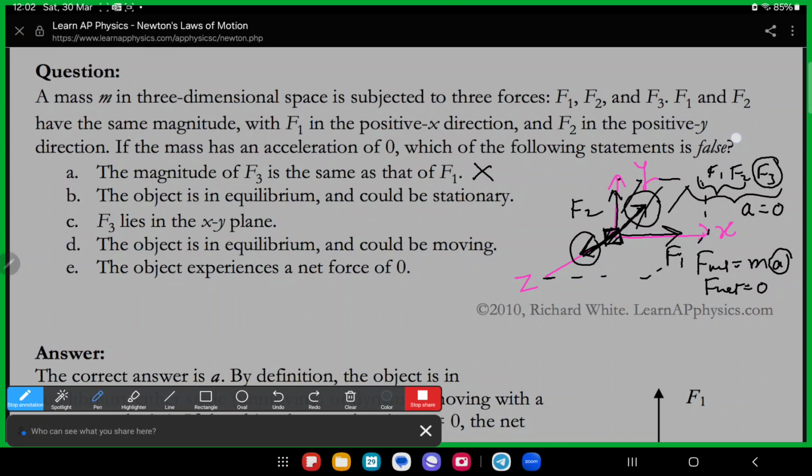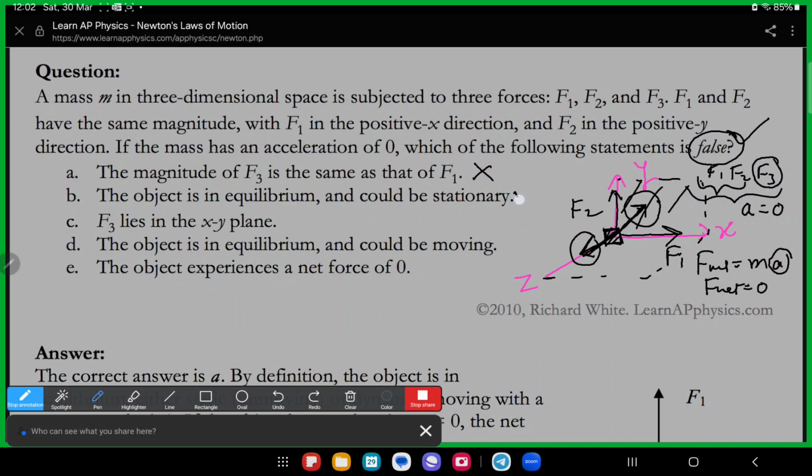Here we have to find which statement is false. And kindly notice, in examination you usually commit a mistake. For the sake of the true option you start searching, and for the false option even then you are searching for true. So please keep noting the false statement. I thought false statement, the object is in equilibrium and could be stationary.